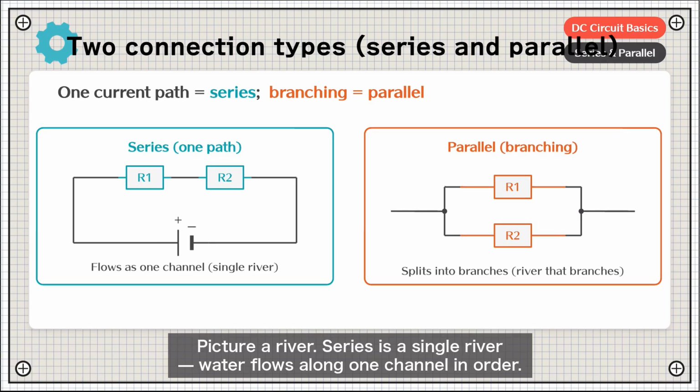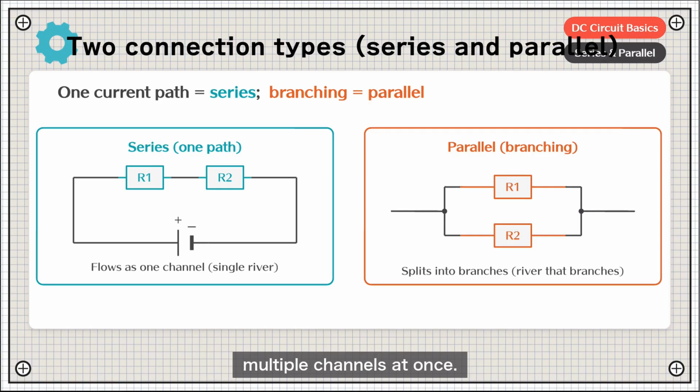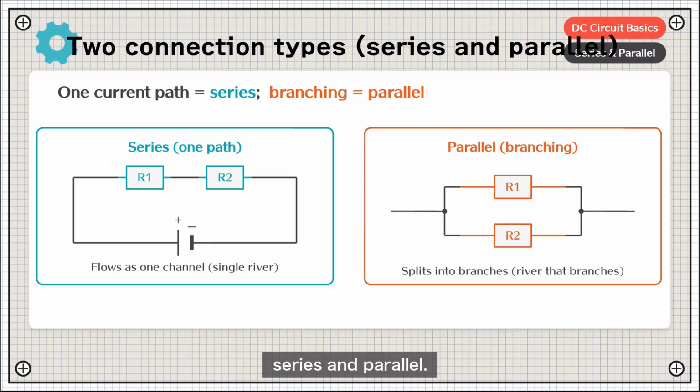Series is a single river. Water flows along one channel in order. Parallel is a river that splits into branches. Water divides and flows through multiple channels at once. Whether the current has one path or branching paths is the key difference between series and parallel.